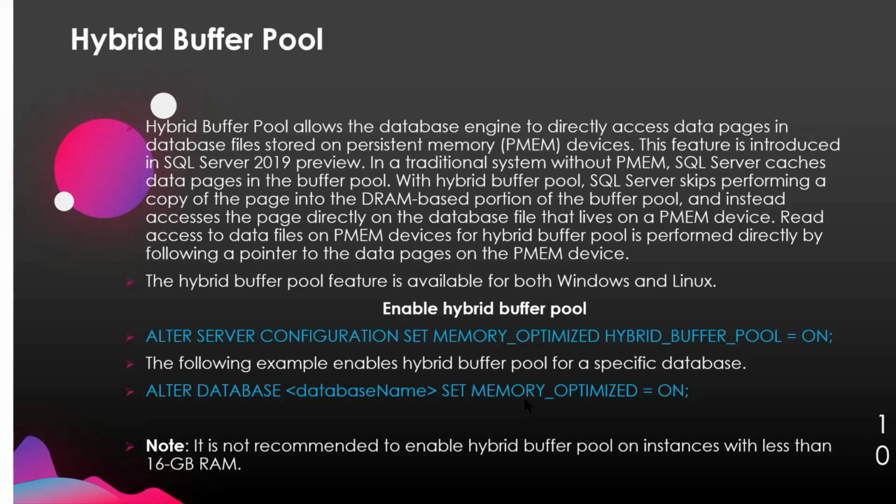Note, it is not recommended to enable the hybrid buffer pool on instances with less than 16 GB of RAM. So be careful if you have a specific instance with less than 16 GB RAM. You probably need to upgrade, or you cannot use it for better performance.